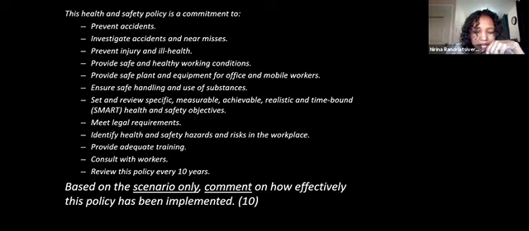So based on the scenario only, again, because comment is always based on the scenario. Comment on how effectively this policy has been implemented. So I look at the policy and then I need to comment whether all the points listed here have been effectively implemented. The easiest way to do that is just to take the points one by one. Preventing accidents. Was this implemented or not? No. Why? Get the information from the scenario.